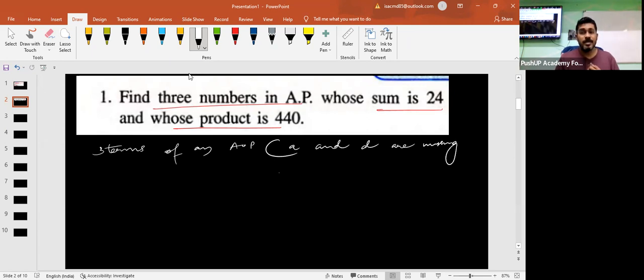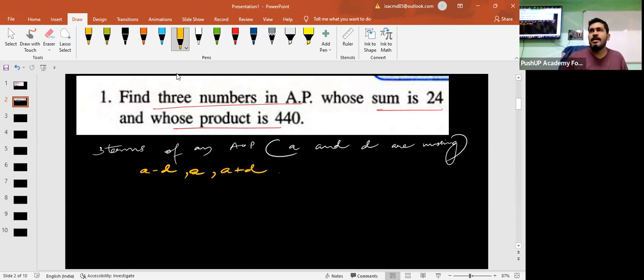This is much easier to understand, children. When A and D are missing and they are talking about three terms of an AP, you can use the general pattern given in the textbook. And what is the general pattern? The middle term is A. The first term is A minus D. And the third term is A plus D. Do you remember this general pattern?